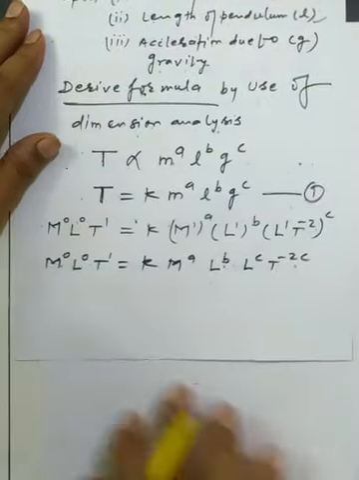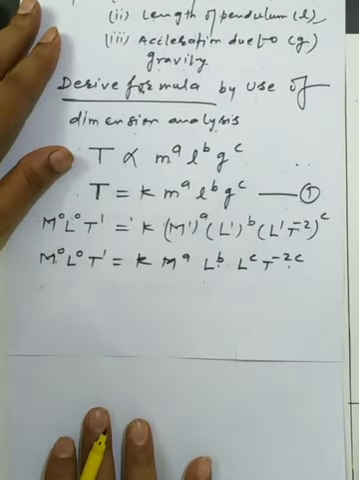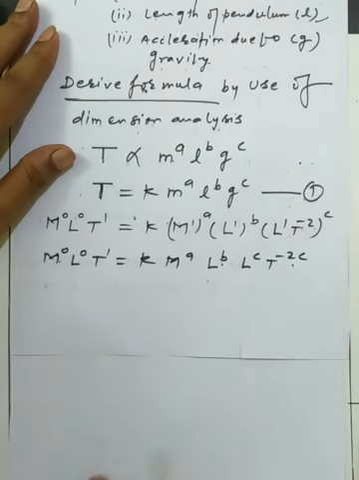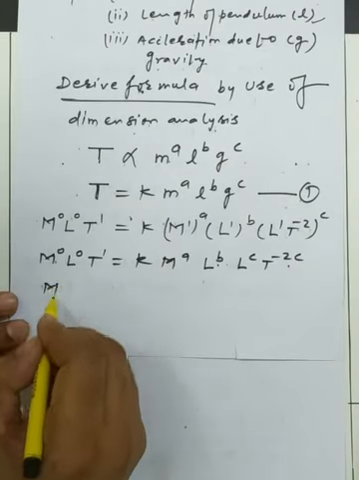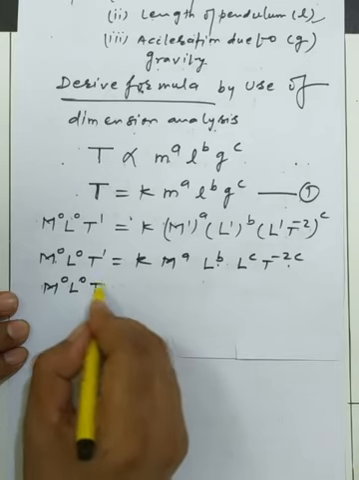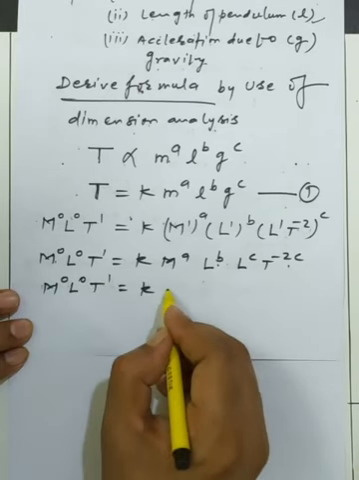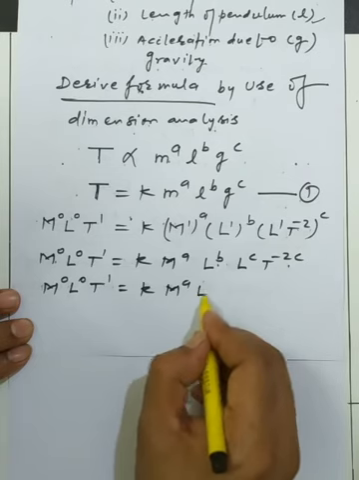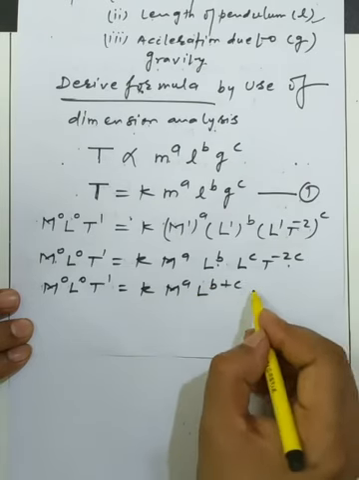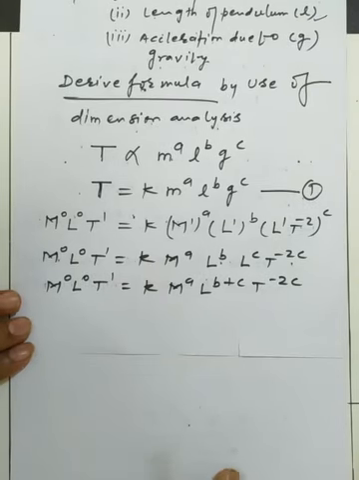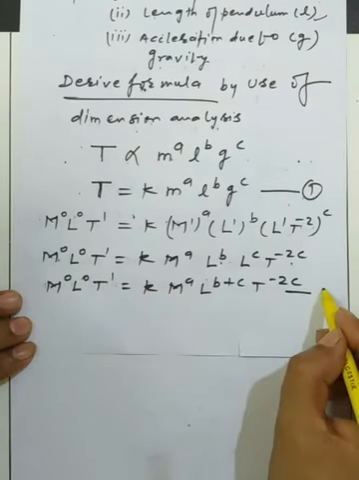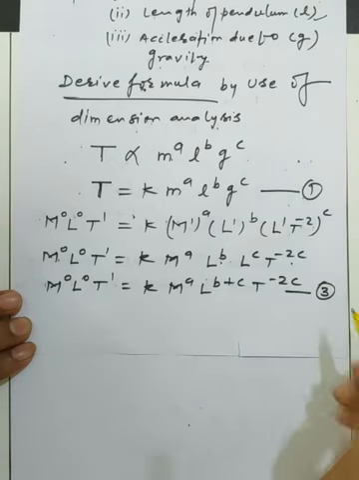Now in the next part, we are adding the powers of the same base. So what I am doing: M0 L0 T raised to 1 equals k, M raised to a, L raised to b plus c, and T raised to minus 2c. So this is the representation we have. Now this is equation number 2, or however you are writing it.